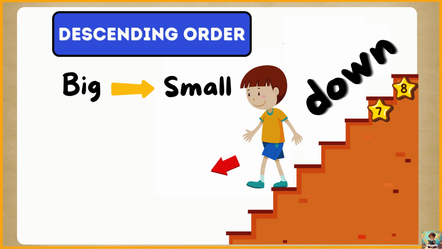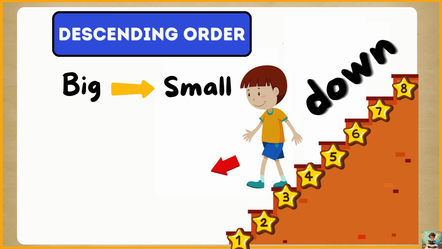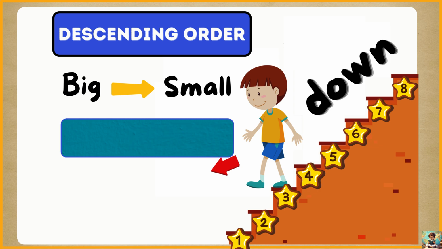8, 7, 6, 5, 4, 3, 2, 1. Each number gets smaller as you go down. Here, 8 is the biggest number and 1 is the smallest number. These numbers from 8 to 1 are arranged from biggest to smallest. So, they are in descending order.